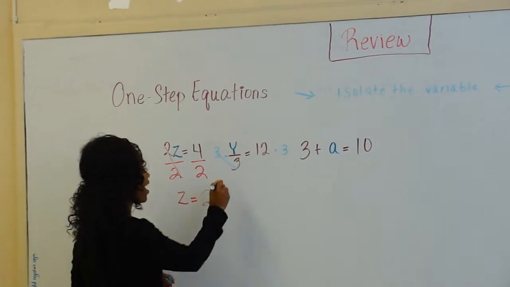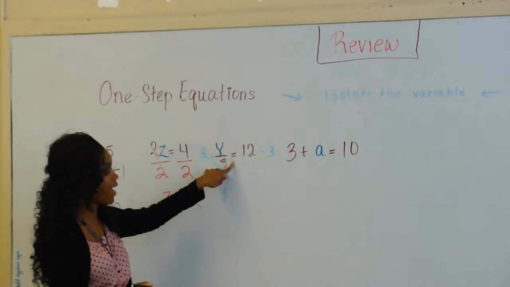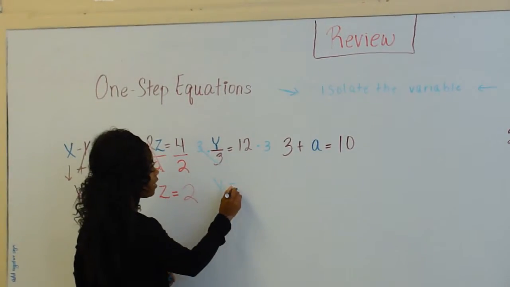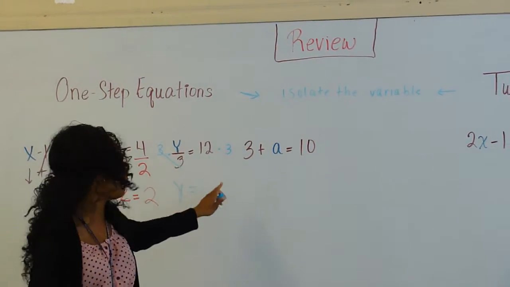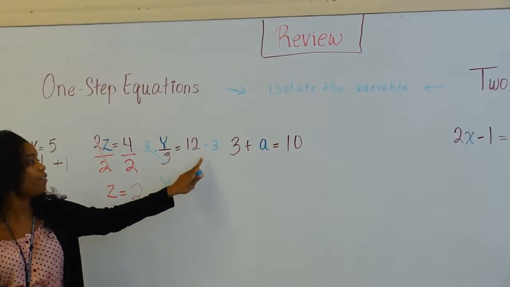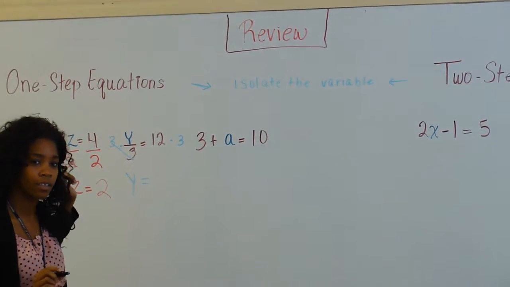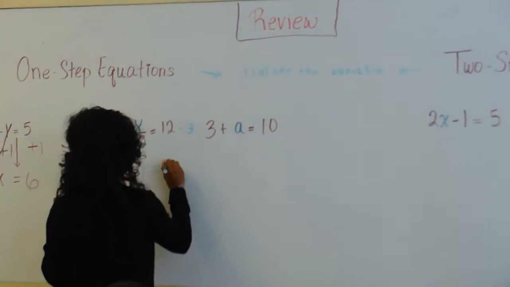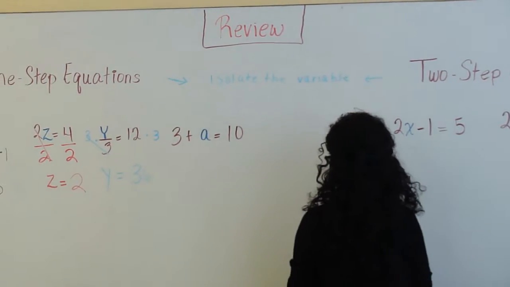And what are we left with? y. What do I have here? 12. Equal sign, 12. Not 12.3. What did I say that this was? 12 times 3. What's 12 times 3? 36. Good job. All right. Next problem.